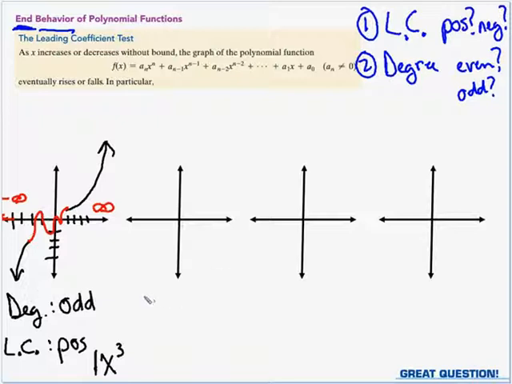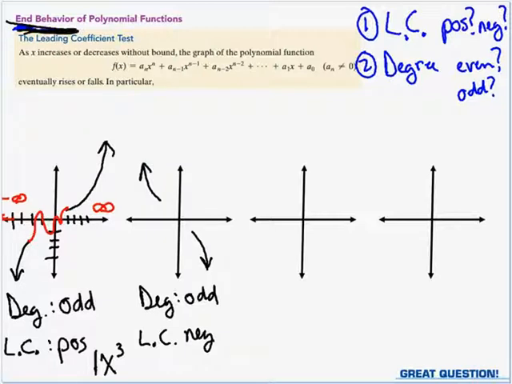Okay, let's keep the degree odd, and now let's change our leading coefficient to a negative number. That's just going to reverse it. Instead of going up to the right, we're going to go up to the left, and then down to the right. Again, we can have some odd stuff happening in the middle, but we're just talking about the end behavior. And remember, odd degrees go in different directions. If you have an odd polynomial, you're going to be going up and down in opposite directions.